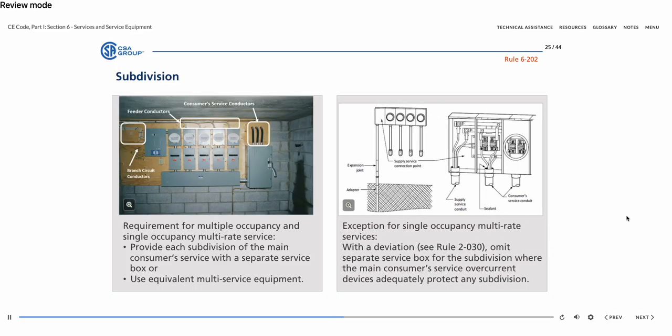When a deviation is granted for single occupancy multi-rate services, the separate service box for each subdivision can be omitted, where the main consumer's service overcurrent devices adequately protect any subdivision of the main consumer's service.